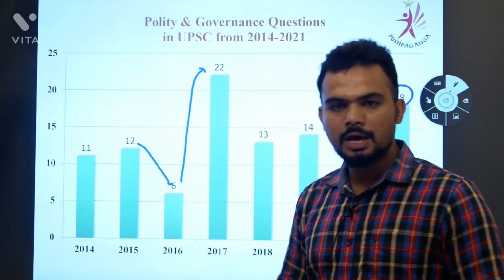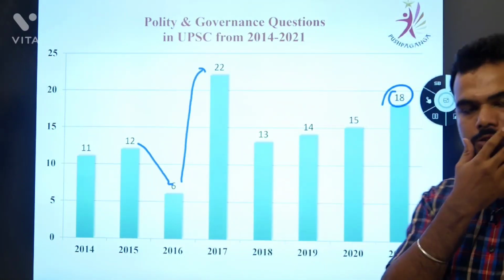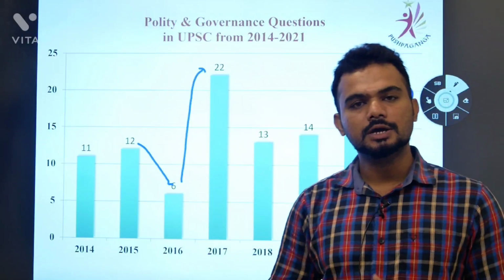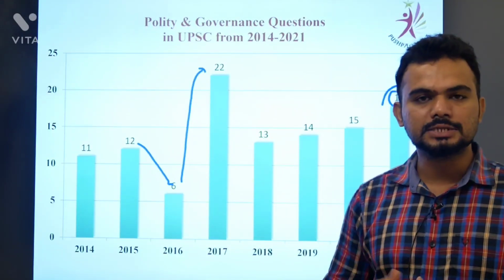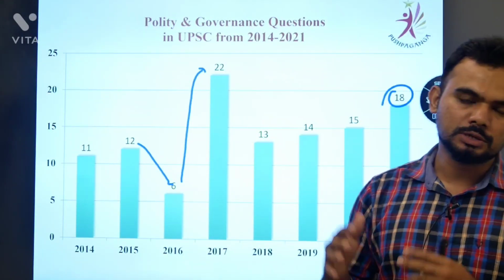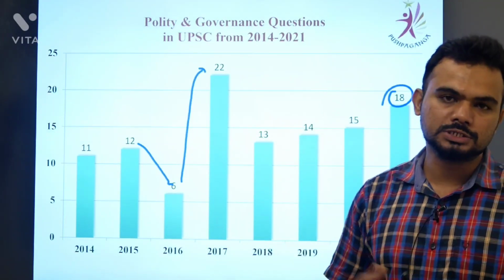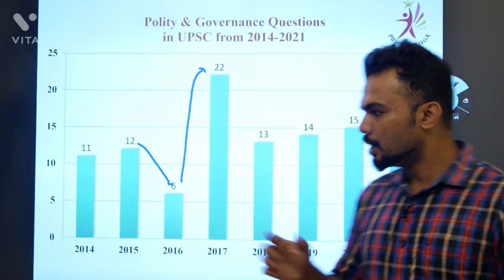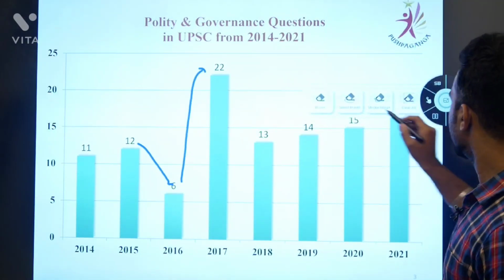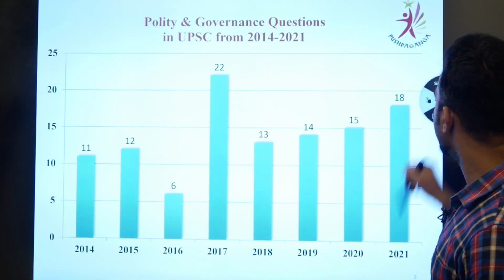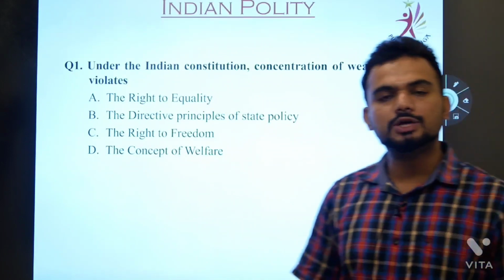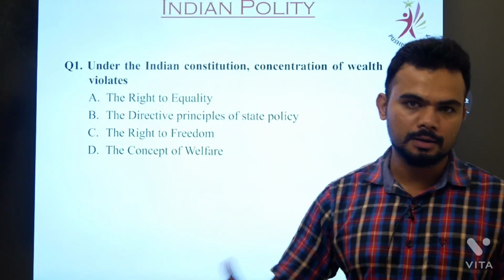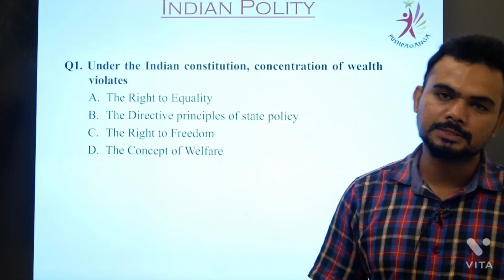In the same way, in the next examination, in 2022, the prelims play a main role, and you can definitely expect somewhere around 15 to 18 questions from the polity and governance sections. So now with this, we'll go with the questions that appeared in last Sunday's UPSC prelims examination.